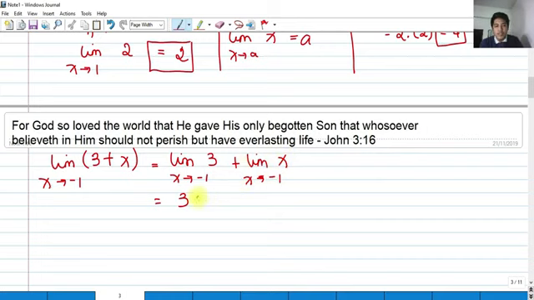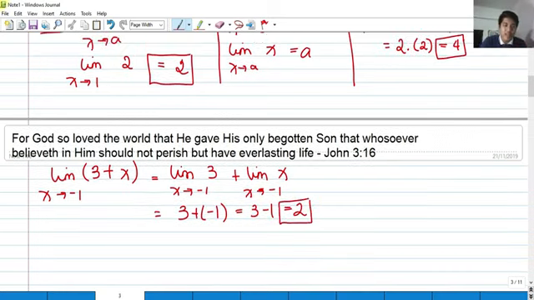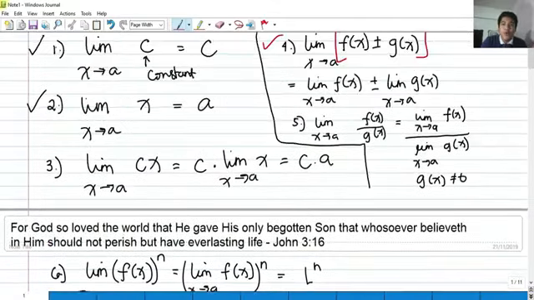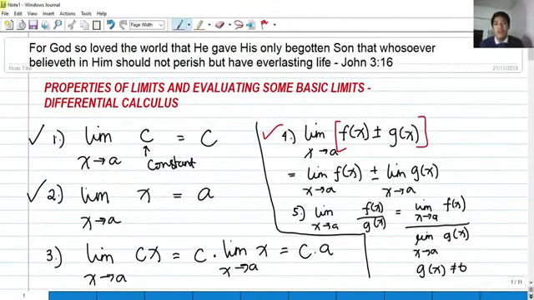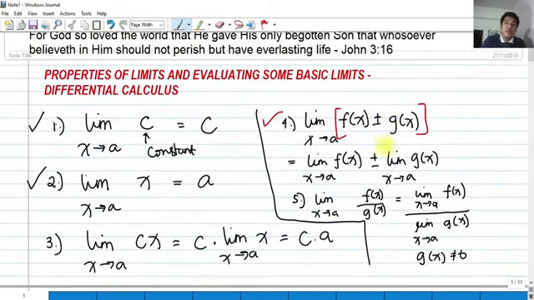So the limit of this, don't forget the plus. We have the plus here. Okay? As x approaches negative 1 should be negative 1. So if we evaluate this, this should be 3 minus 1. The limit that we are trying to find is equal only to 2. Same for subtraction. Okay? We only subtract the two limits.